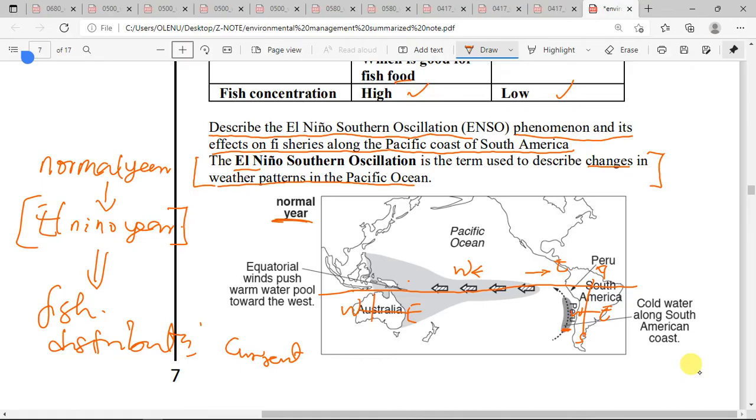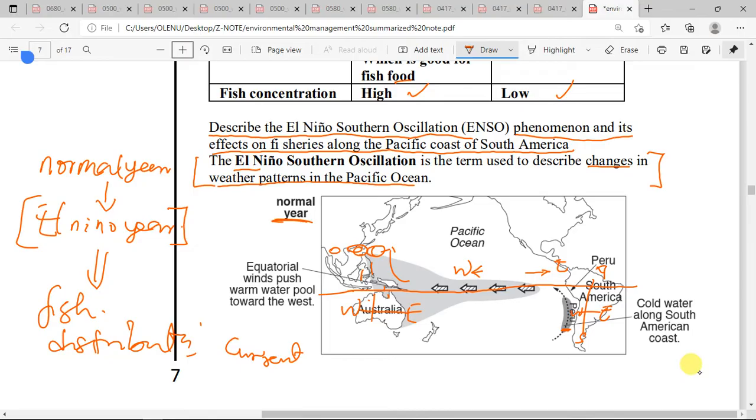The warm current is light, so it will now move up and condense, and once it condenses, it forms cloud and it will now fall down as rain. So during a normal year, there is a high amount of rainfall within the eastern coast of Australia because of this warm equatorial trade wind or currents that move towards Australia.